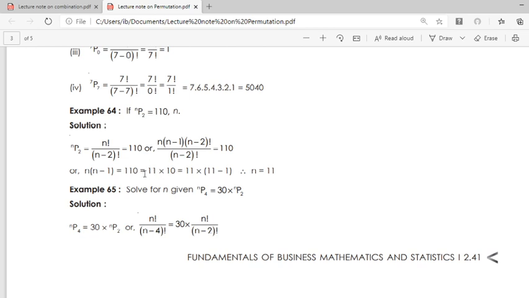I just do my simple algebra. Here I can look at what two digits that follow each other will multiply to give me 110. That is 11 times 10. So I can equate 11 times 10 to n multiplied by n minus 1. So my n will be equal to 11.